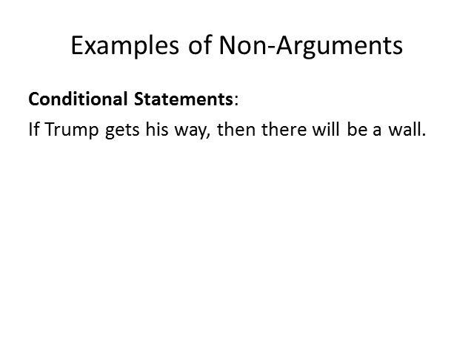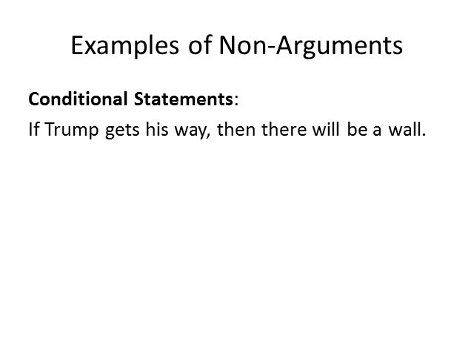We call the part that's attached to the if, in this case, Trump gets his way, the antecedent. And the part that comes after the then, in this case, there will be a wall, the consequent. That's a little bit of vocabulary that isn't super important right now, but I will probably use it pretty freely. So keep it in mind. Maybe make a note of it right now. So again, the if part is the antecedent, and the then part is the consequent. I hope I spelled both of those correctly. In any case, conditional statements are not arguments.